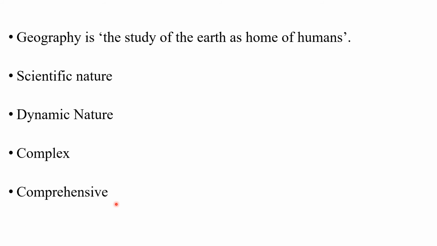Then comprehensive. As we know, the human being is versatile. Human beings are versatile in nature and in activity. So this nature of human geography is comprehensive. Comprehensive means too vast.